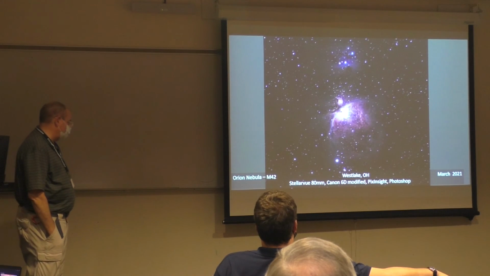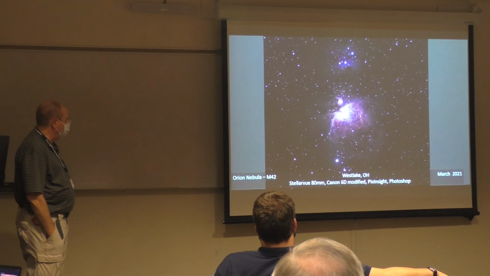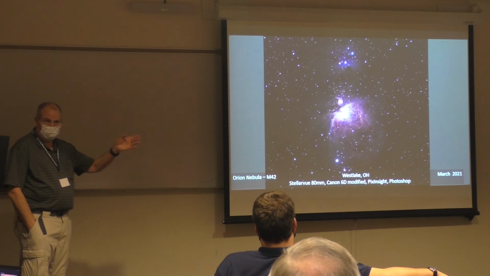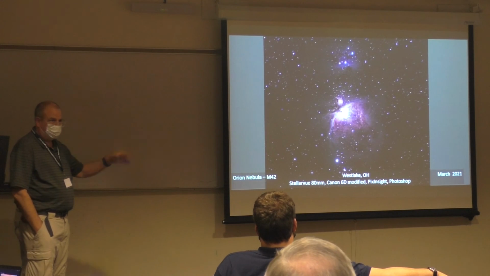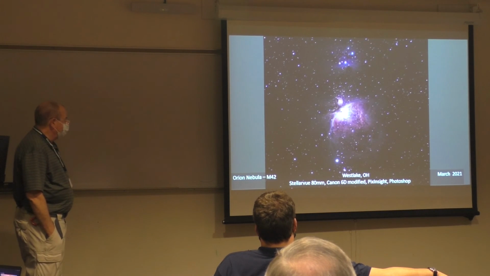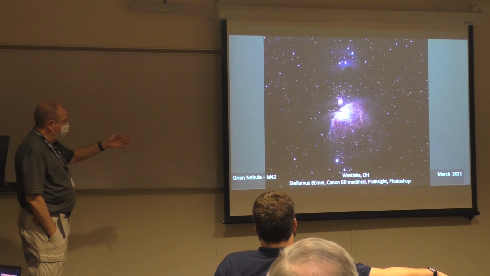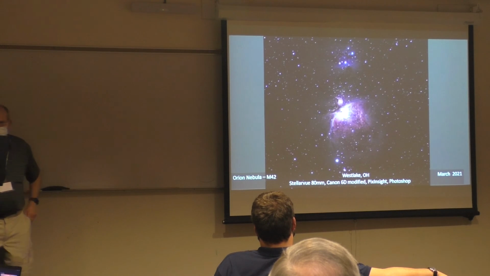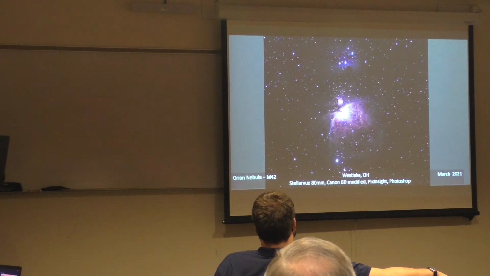M42, this was shot with a Stellarvue 80 millimeter and a Canon 6D that I had modified to have the IR filter taken out of the camera. I'm my worst critic. The center of the nebula is kind of blown out, so it's coming back again for winter. I'll get it better next time.